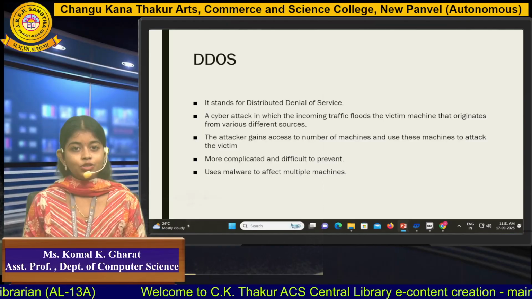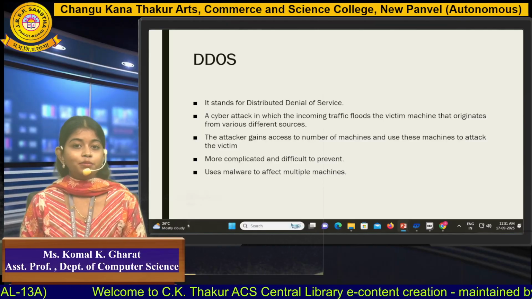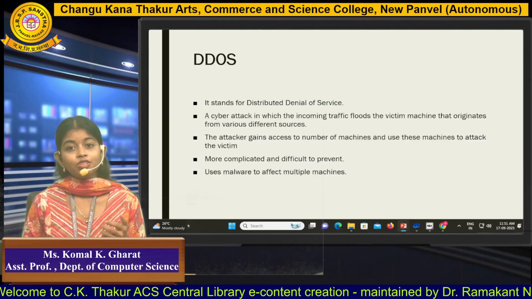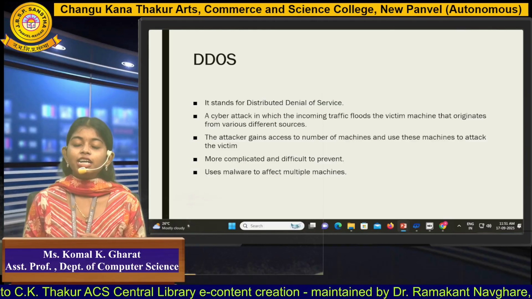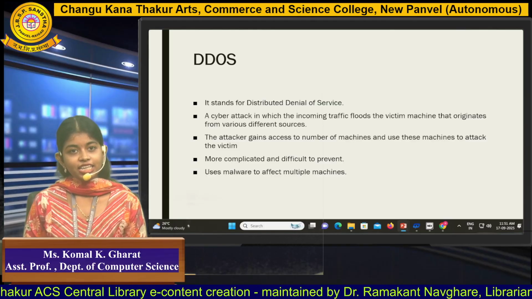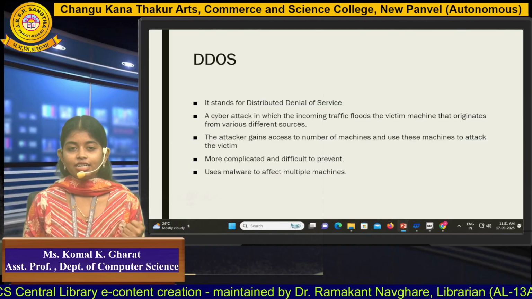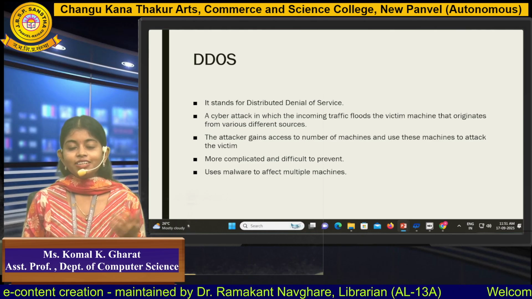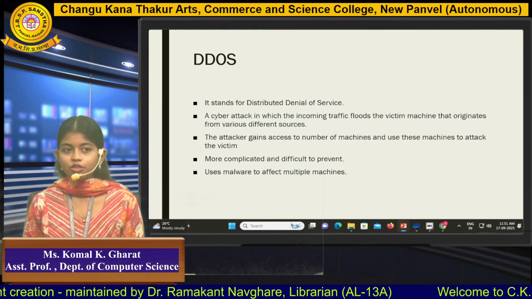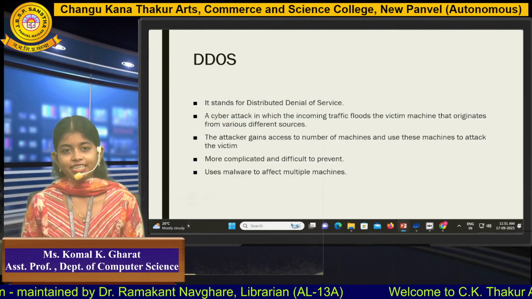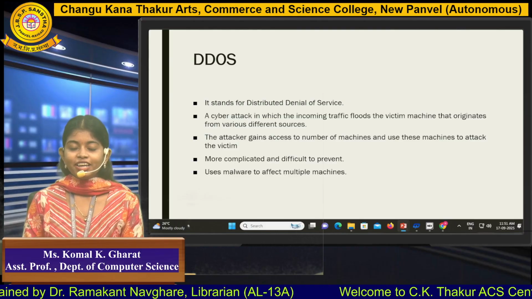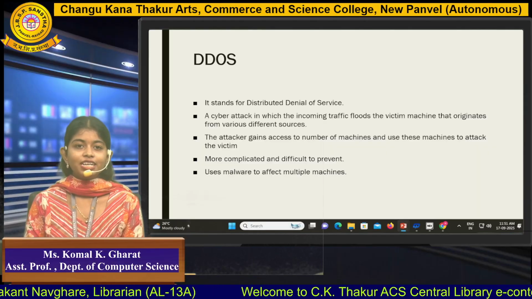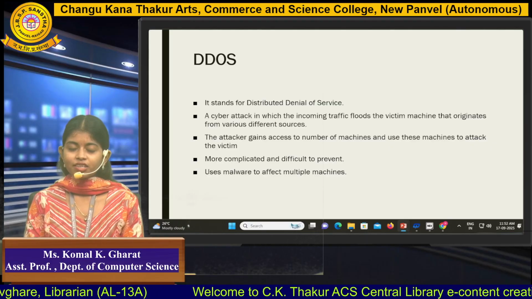And here it uses malware to affect multiple machines. Why? Because to gain unauthorized access on the slave systems, we require malware. That's why in a DDoS, malware involvement is required. So DDoS is very difficult to prevent as well as detect, and we have to provide various mechanisms to avoid this DDoS attack. That's it on DDoS.